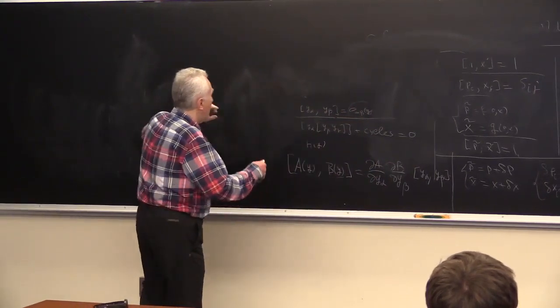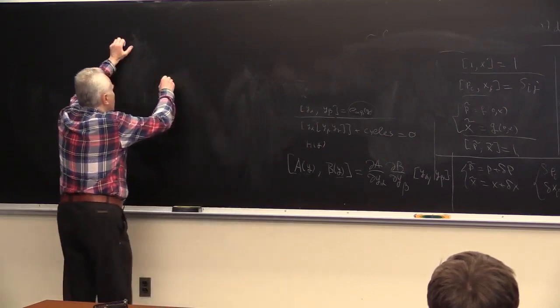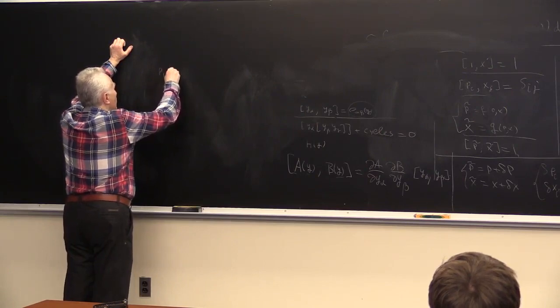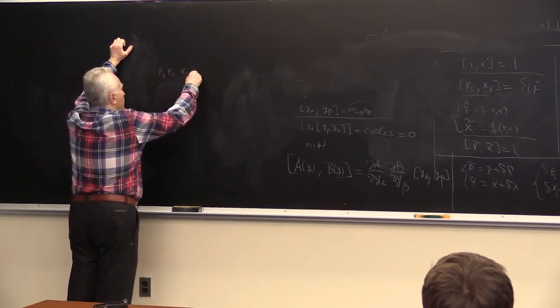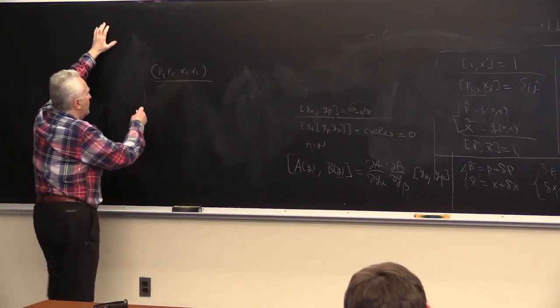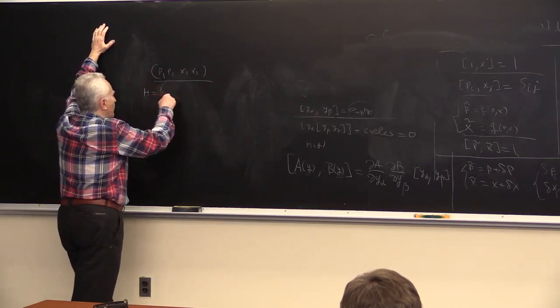All right, so I was going to give you an example. Let's suppose that we have a four-dimensional phase space, and we will be looking at some Hamiltonian.